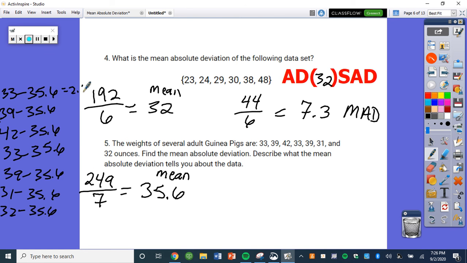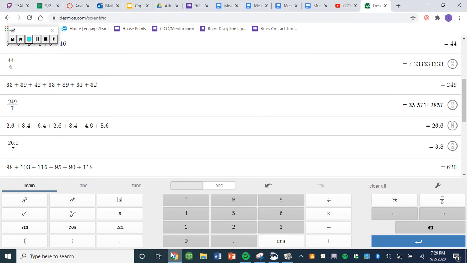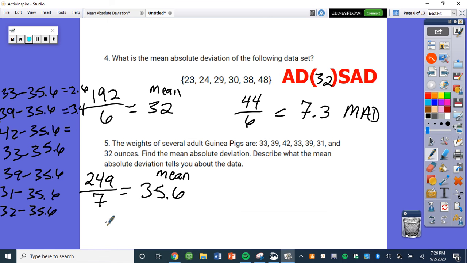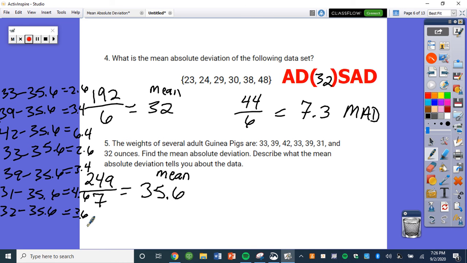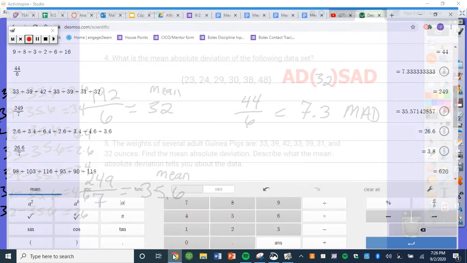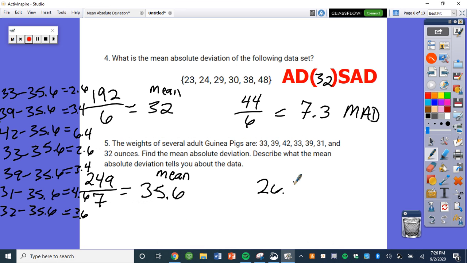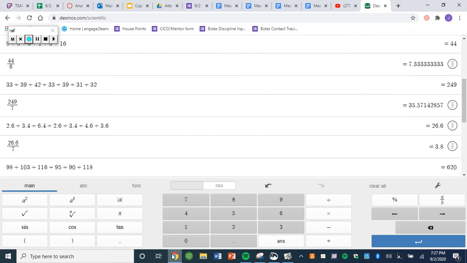So this is 2.6, this is 3.4, next is 6.4, we have 2.6 again, we have 3.4 again, and the last two are 4.6 and 3.6. Okay, so now if I add all those up, I should get 26.6. Now, like I said, your answer might be different if you rounded differently, but our mean absolute deviation should be around the same ballpark. So if I divide that by 7, this gives me 3.8.